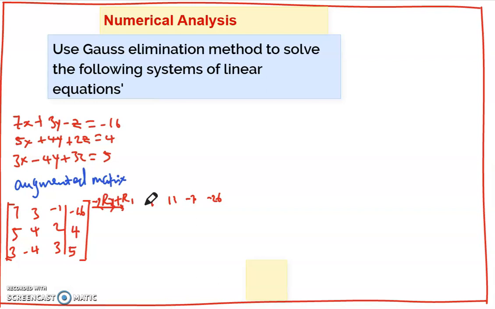-6 plus 7 will give us 1, and then we maintain the second row, which is 5, 4, 2, and then we have 4, and 3, -4, 3 and 5. So this is what we have right now. Of course, we still need to demarcate this.